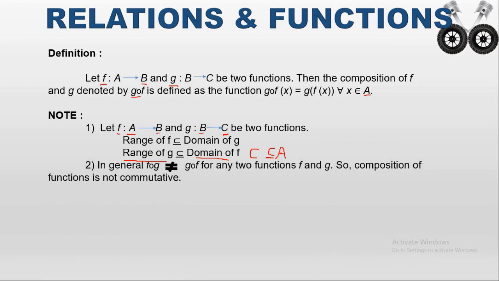Next one is, in general, F∘G is not equal to G∘F for any two functions F and G. So, composition of functions is not commutative.